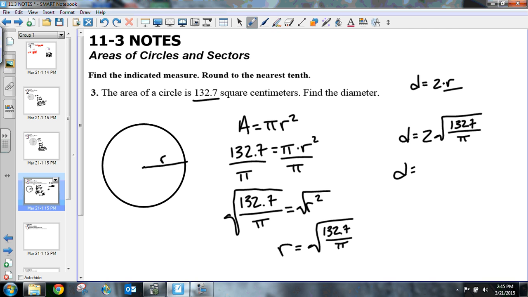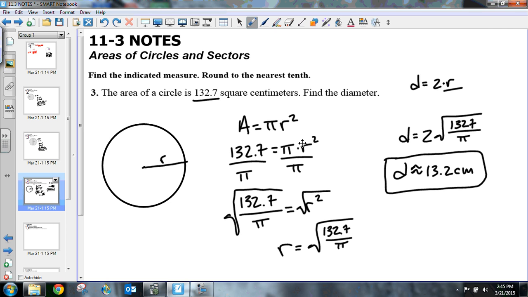If I plug that in, I end up getting, if we round, an approximate value of 13.2 centimeters, and that's my diameter. Okay, so we want to use this equation, solve for r. Now, everything I'm doing is just algebra. This isn't much geometry here, so this is pretty heavy on the algebra.